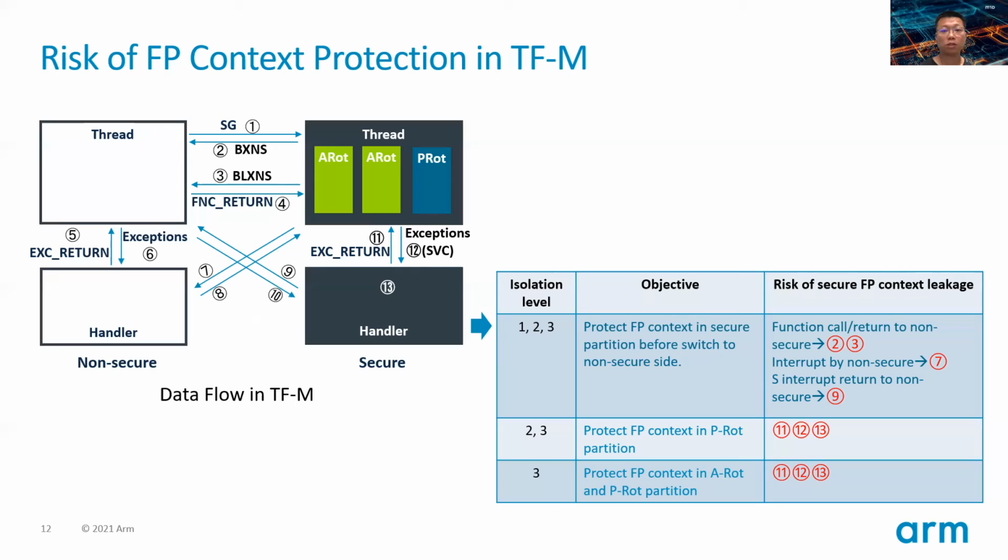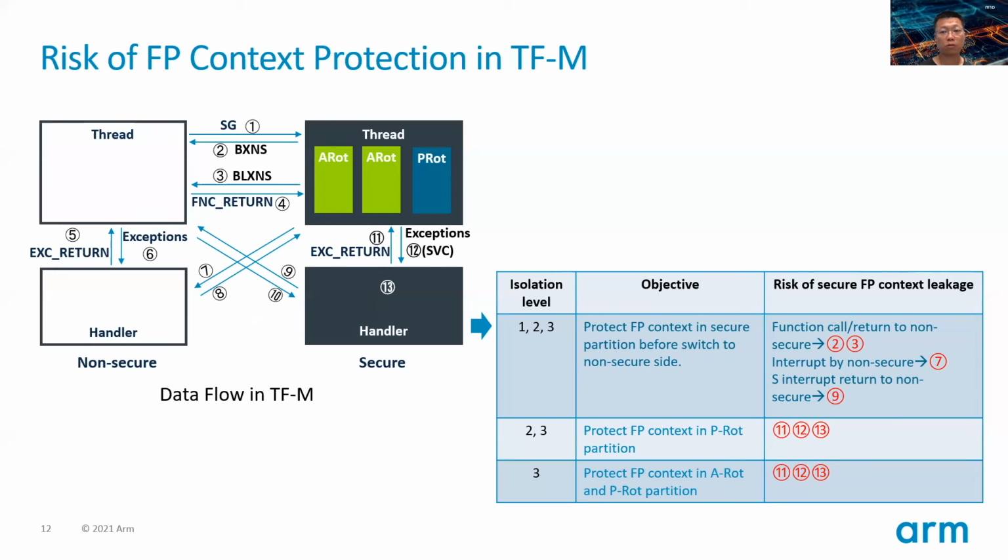Then the secure exception occurs during the execution of the non-secure thread, shown as number 9 and number 10. Also, there is the running of the secure partition manager for scheduling of the secure thread, shown as 11, 12, 13 in the picture. So we can see the risk for secure FP context leakage differs on different isolation levels. For isolation level 1, the risk happens when data transitions from secure to the non-secure side, which has 3 scenarios. First is function call or function return to the non-secure side, number 2 and number 3 in the picture.